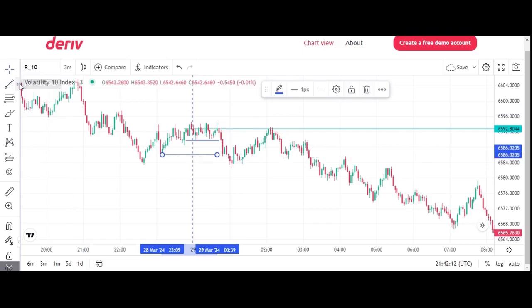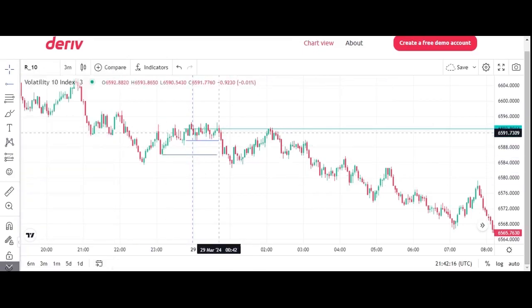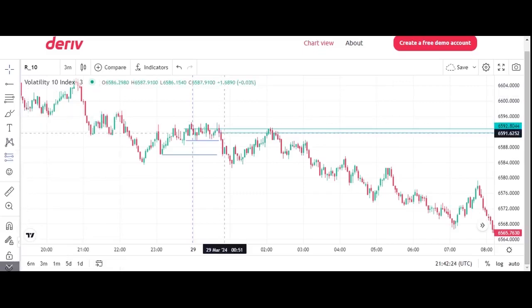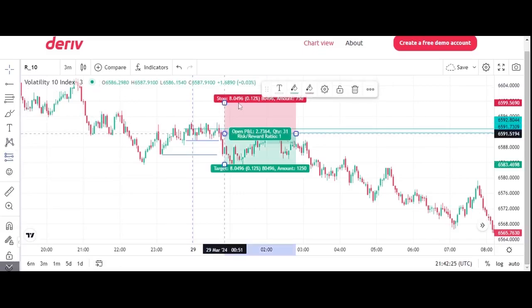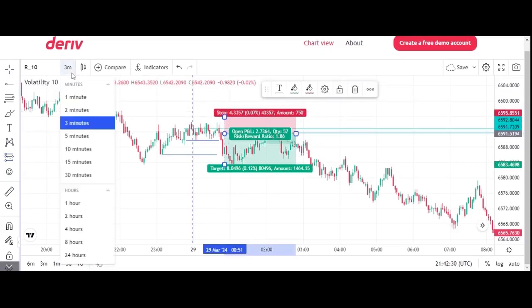At the body of the candle, that is where we're going to place our sell limits. So we do that, not long but short. That's where you place your sell limits. And what do you target? As usual, the target doesn't change.